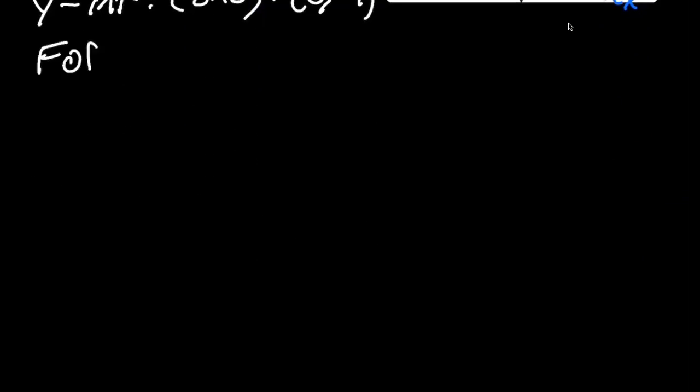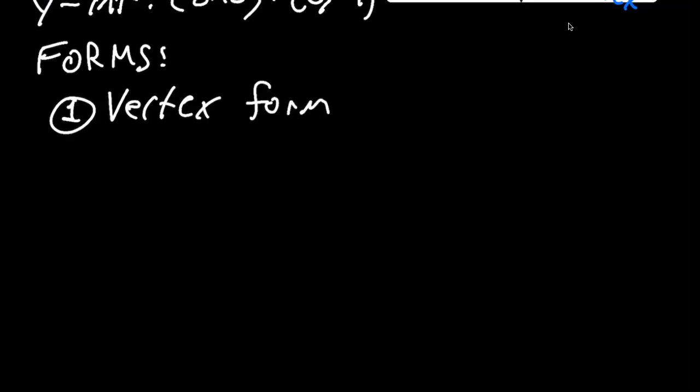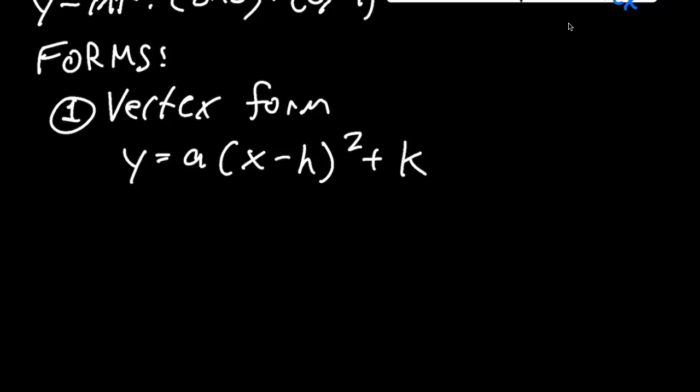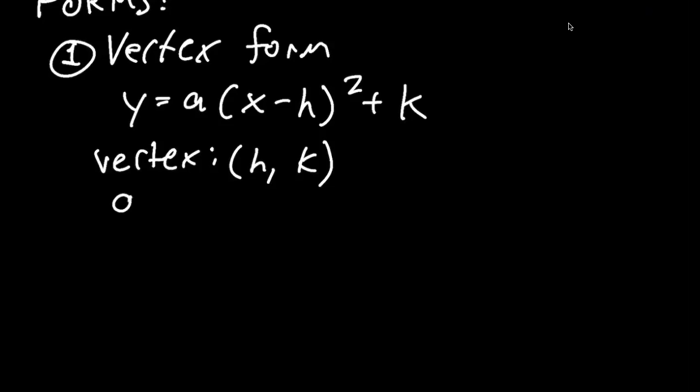We also talked about 3 different forms of quadratics. The first form we looked at was vertex form, which looks like y equals a times (x minus h) squared plus k. And here we're given a few key features. First, we're given the vertex, the highest or lowest point of the parabola, as (h, k). We're also told if our graph is flipped or not. So if a is positive, then it's facing up. If a is negative, it's facing down.